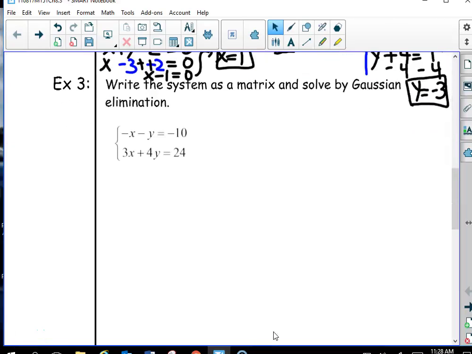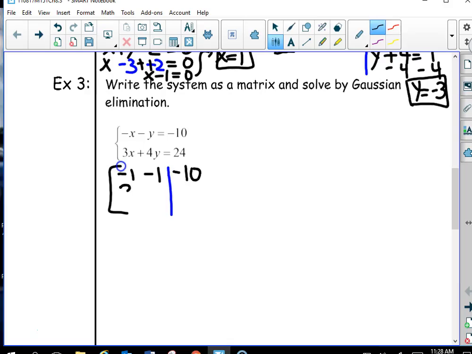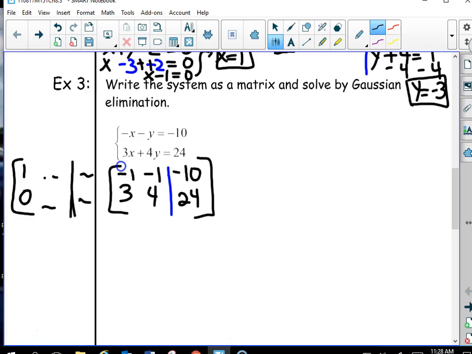Okay, example 3 is a lot like example 1. We just have to write it as a matrix and do the same thing. -1, -1, -10, 3, 4, and 24. Remember, we're aiming at a matrix that has a 2 by 2 matrix and a 0 here, and then other numbers depending on what math we do.